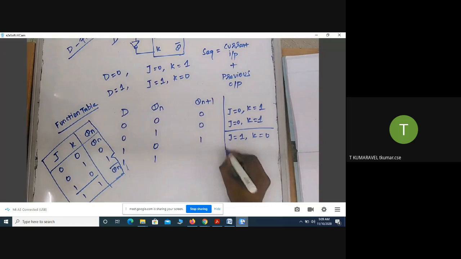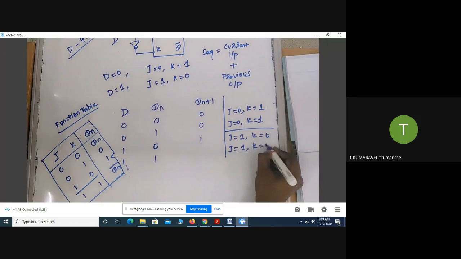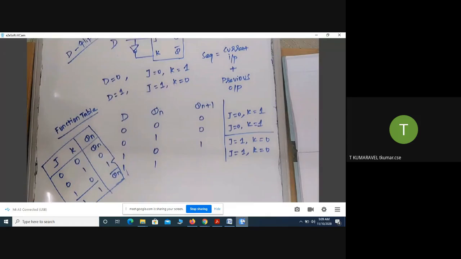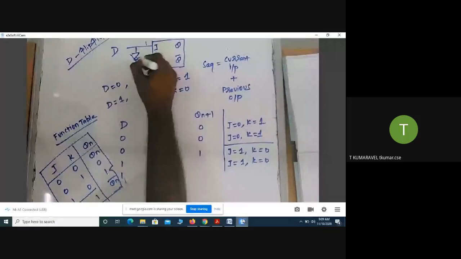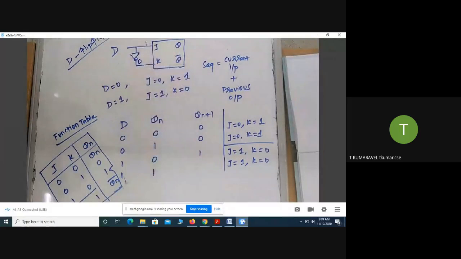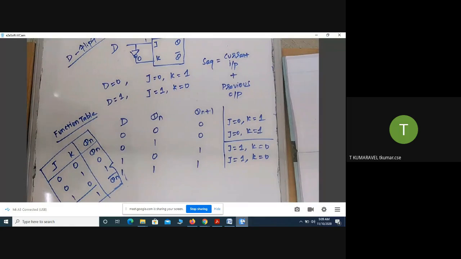If the user's D value equals 1, that means the J value equals 1 and the K value equals 0. Because here I am going to provide 1, and here what happened? The complement. That's why J value equals 1 and K value equals 0. What happens, sir? 1 0, in the sense 1. Okay, this is a truth table for D flip flop. Okay, do you have any queries?